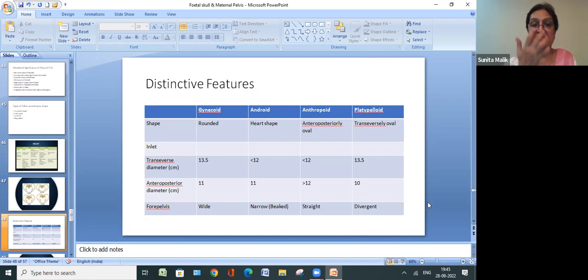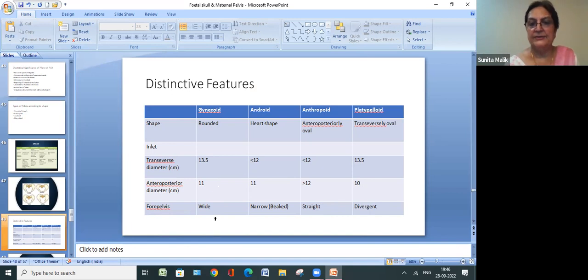For the diameters, the transverse in gynecoid is 13 or 13.5 centimeters, while in android it is less than 12 centimeters since it is smaller. Anthropoid, also AP oval, is less than 12 centimeters. Platypelloid is transversely oval, so it is high, again as good as the gynecoid pelvis. The AP diameter is 11 in gynecoid and android, but more than 12 in anthropoid since it's AP oval, and in platypelloid it is 10. So the AP diameter is less.